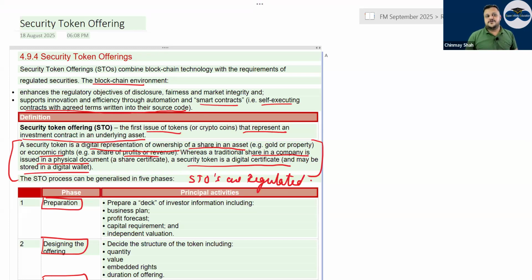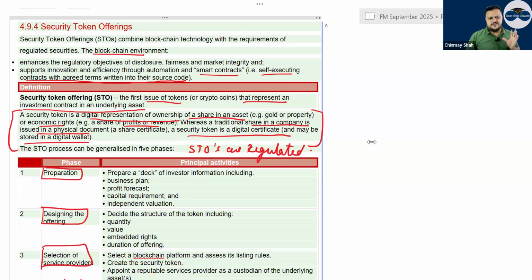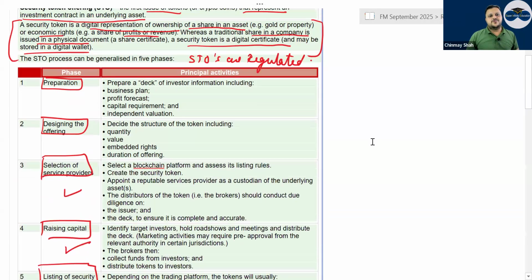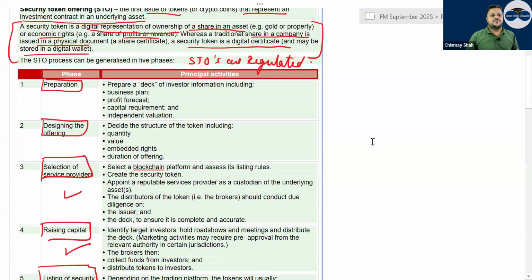STOs are nothing but what? You have shares in the company which are now sold as security tokens, which you can easily transfer to anyone, right? So now if you want to make a payment to me and my shares or security tokens are listed on the stock exchange, you can pay me in STOs, correct? STOs are digital negotiable shares. You can read it once, correct? Right? Then how to do an STO issue, right? There are 5 what?